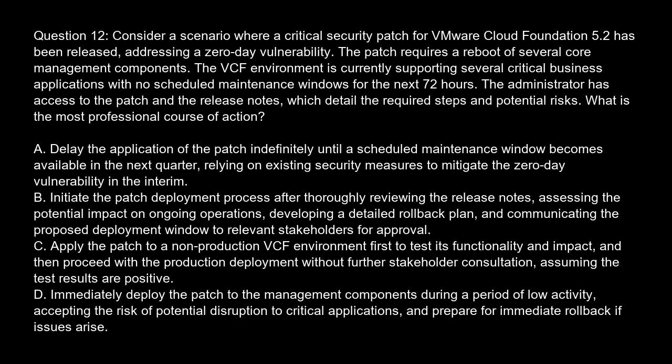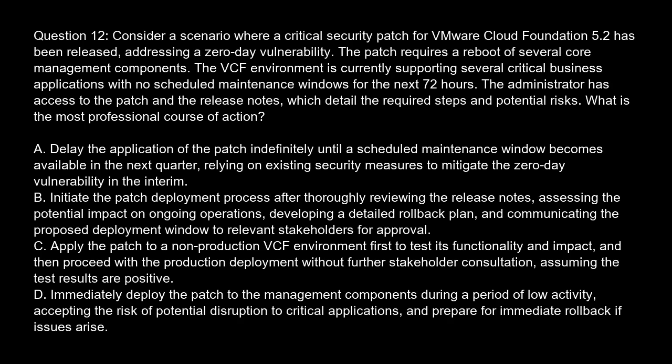Option A. Delay the application of the patch indefinitely until a scheduled maintenance window becomes available in the next quarter, relying on existing security measures to mitigate the zero-day vulnerability in the interim. Option B. Initiate the patch deployment process after thoroughly reviewing the release notes, assessing the potential impact on ongoing operations, developing a detailed rollback plan, and communicating the proposed deployment window to relevant stakeholders for approval.